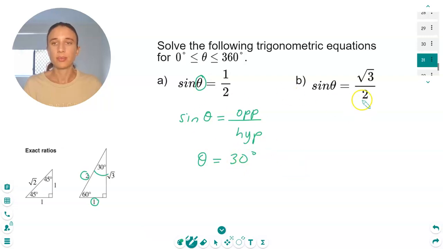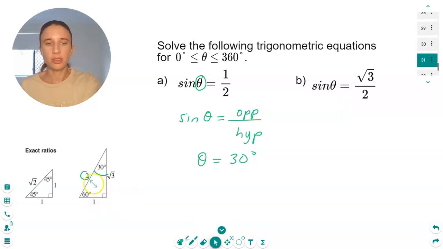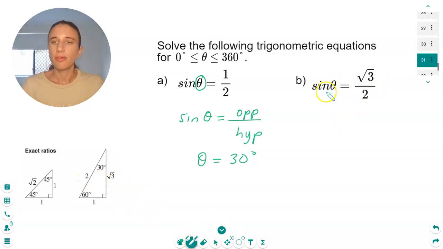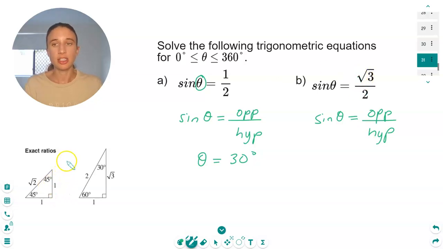0.5. What about this one? Sine theta is root 3 over 2. First thing is, what does sine theta mean? It means opposite over hypotenuse. Now, which of the triangles has root 3 and 2 in them? Well, this second one again.